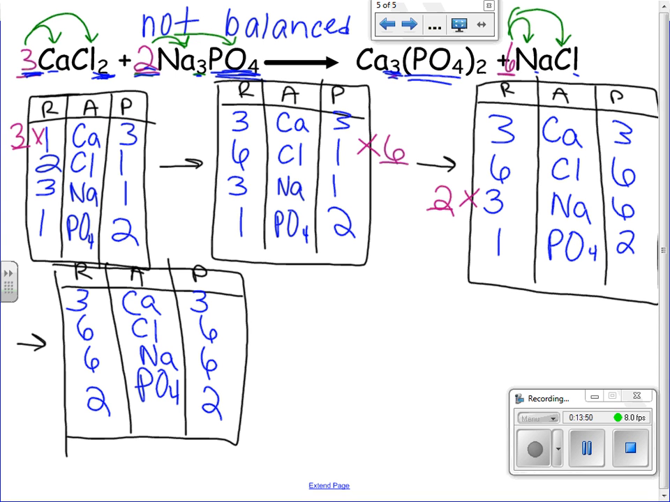Now we have 2 phosphate atoms in our reactants, 2 in our products, and now our entire equation is balanced. Okay, and so it's going to be 3 calcium chloride plus 2 sodium phosphate yields calcium phosphate plus 6 sodium chloride. Okay, we have 3 calcium atoms in the reactants, 3 in the products, 6 chlorine atoms in the reactants, 6 in the products, 6 sodiums in the reactants, 6 in the products, and then 2 phosphate atoms, 2 in the reactants, 2 in the products. Okay, so the same number of phosphate atoms on both sides of the equation, and so we are in fact now balanced. That wasn't so bad, was it?